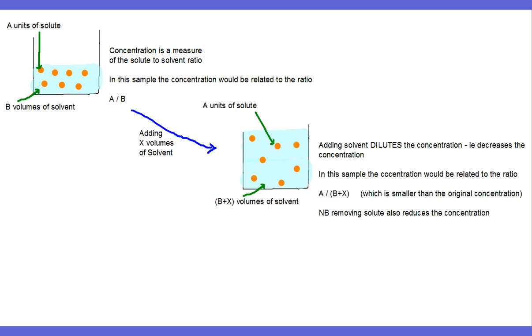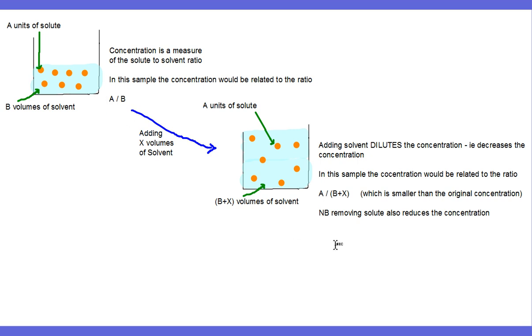So for example, if we then added some solvent to this mixture, so we're adding X volumes of solvent, we now have the original volume, which is B, plus X more volumes of solvent. We haven't changed the solute though, the units of solute are still A. So by adding some solvent, what we say is we've diluted the concentration, which is another way of saying decrease the concentration. And that's because in this sample, the concentration is related to the ratio A units of solute divided by B plus X volumes of solvent, which is smaller than this original concentration.